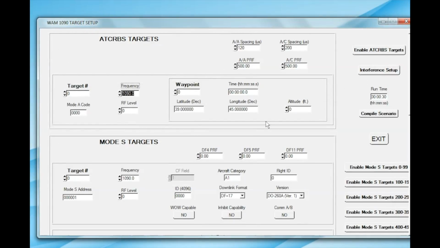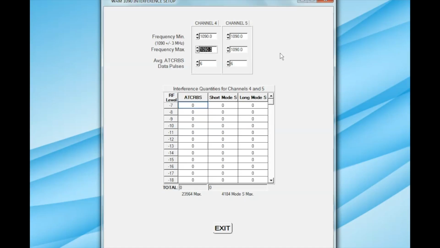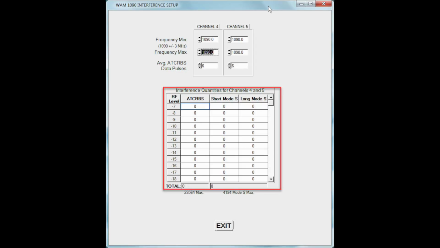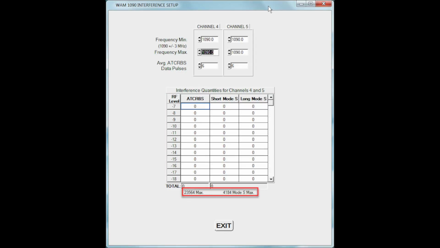The final 1090 MHz WAM topic is interference setup. This menu is very similar to the asynchronous interference with the same capability to enter RF frequency, average number of ACRABS pulses, and number of fruit at each RF level. However, the total amount of interference is limited because only channels 4 and 5 are available. The interference is internally summed into the MLAT1 through MLAT4 output ports.